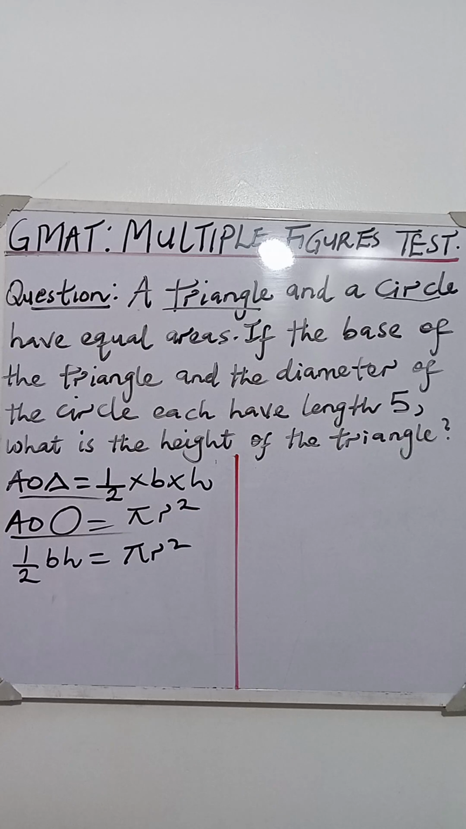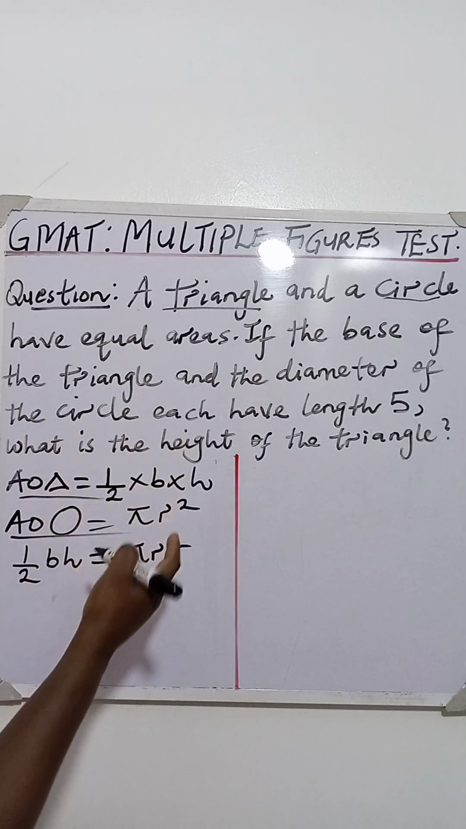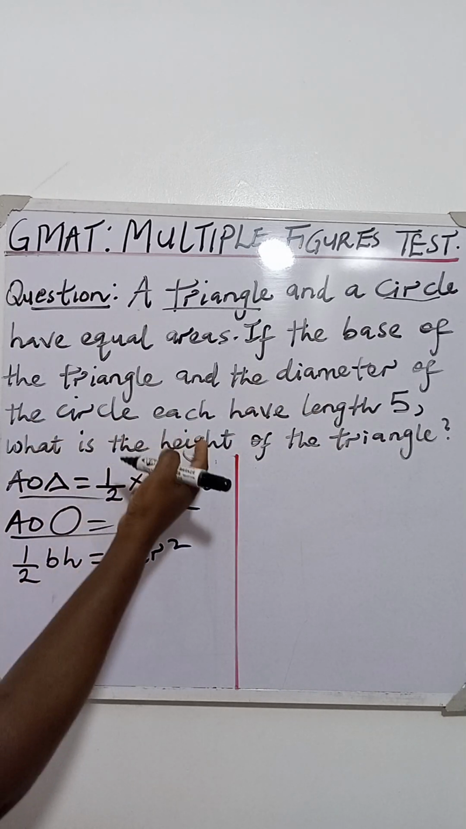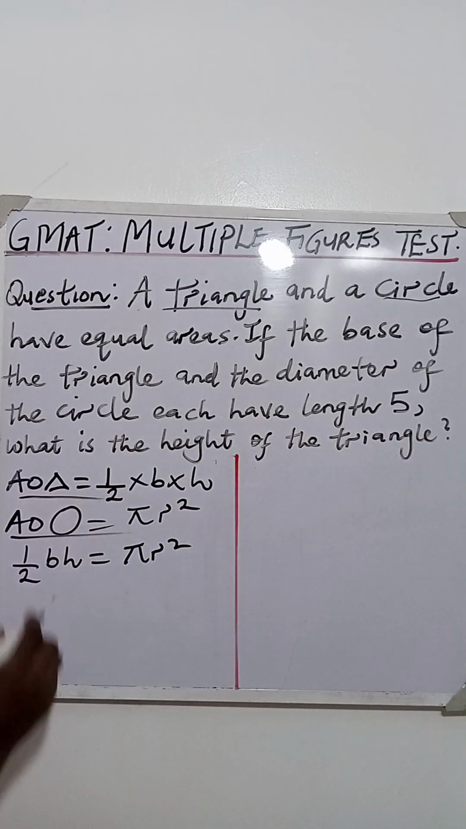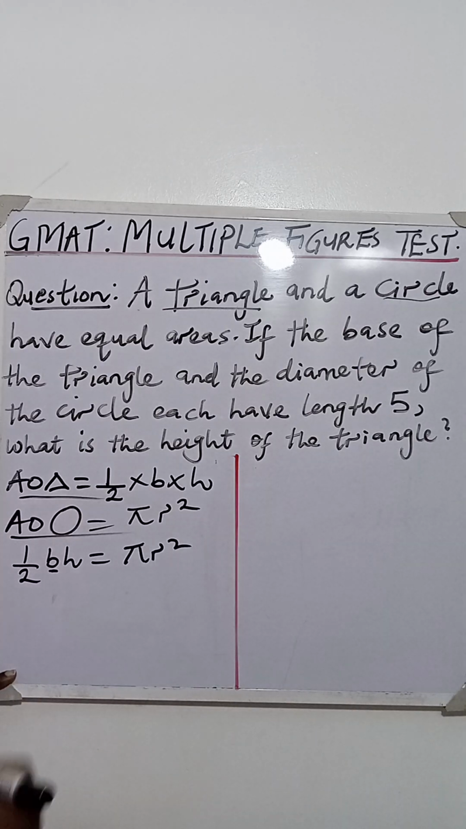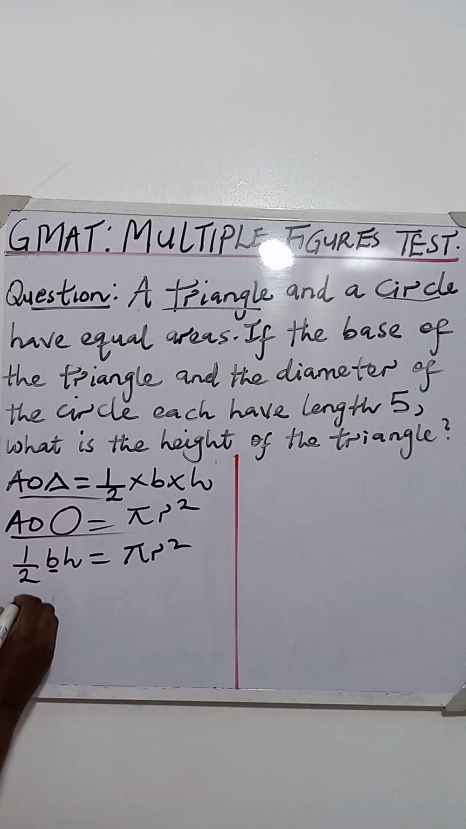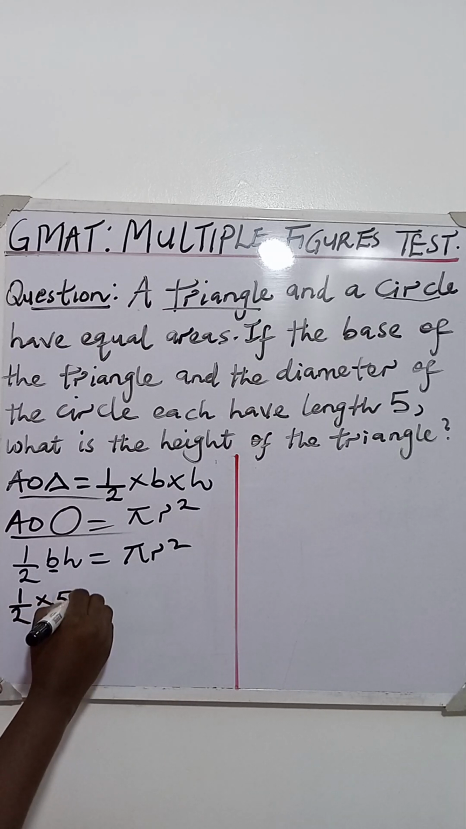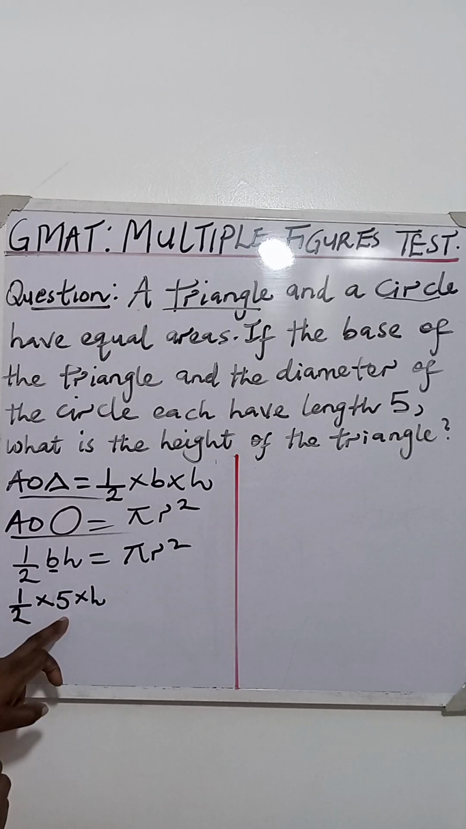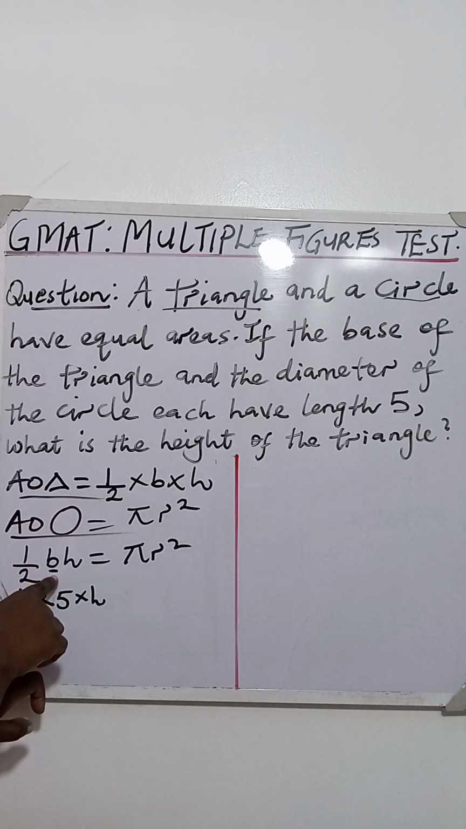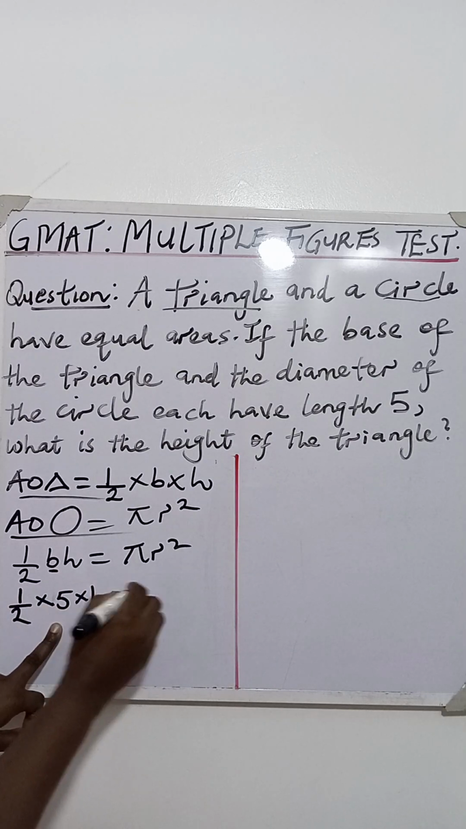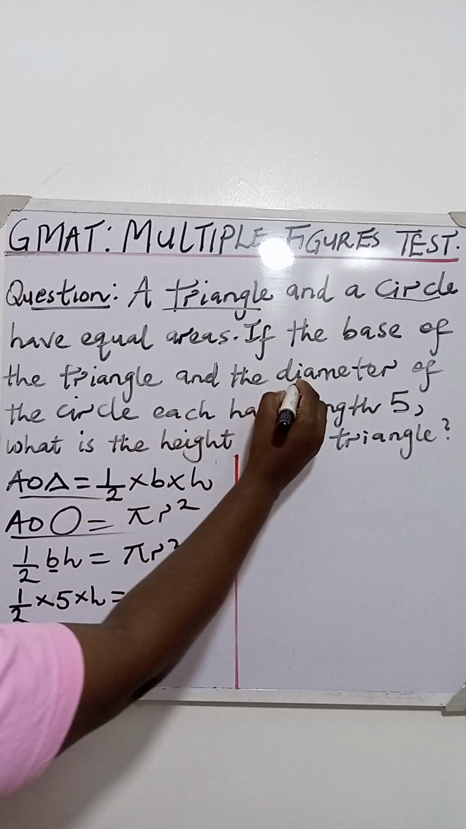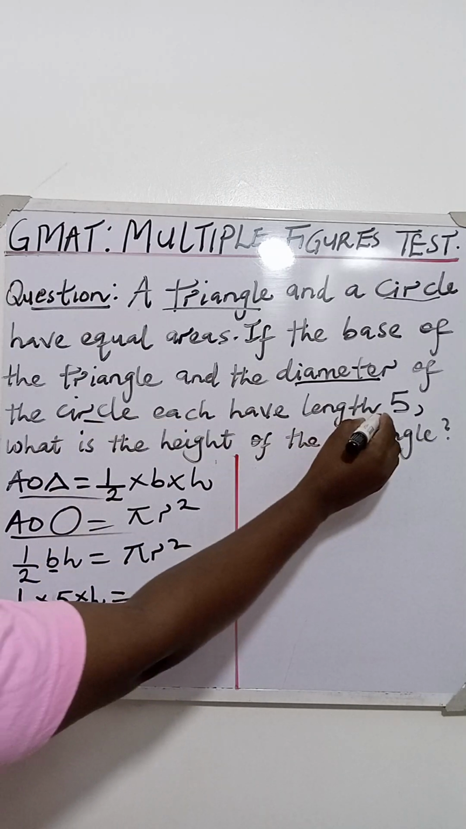All right. Now, if the base of the triangle and the diameter of the circle each have length 5, the base of the triangle is given to be 5. The diameter of the circle is also given to be 5. So which implies that we have our half, the base is 5, half times 5 times height. Okay, so we have substituted the 5 given into the base. Now we have the diameter of the circle is also given to be 5.